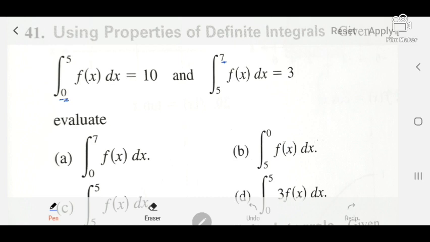What about 5 to 0? 5 to 0 is equal to what? We have 0 to 5 equals 10, so 5 to 0, that's a direct property, it's negative 10. What about 5 to 5? That's immediately 0. 3 times 0 to 5, so you just take 3 outside, so this is immediately 3 times 10, which is 30. And that's it.